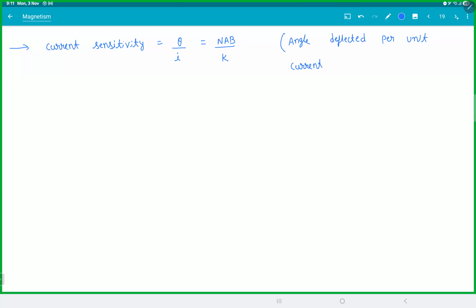And that only created a problem, remember? Because it was so sensitive, if you send a large current, they start burning up. That is the reason in an ammeter and voltmeter, we have to keep a shunt resistance.